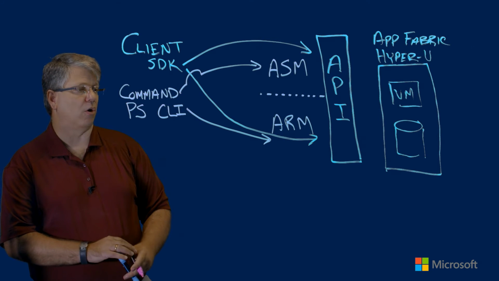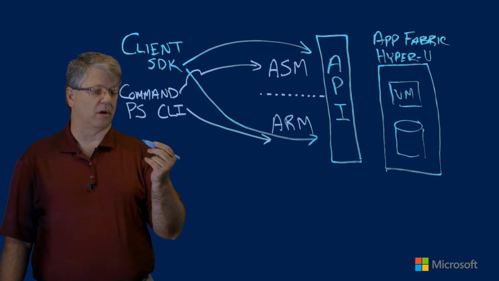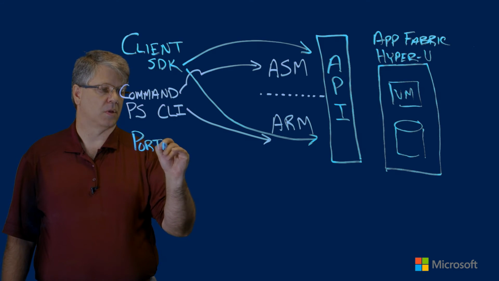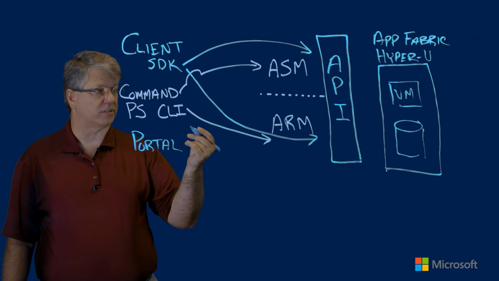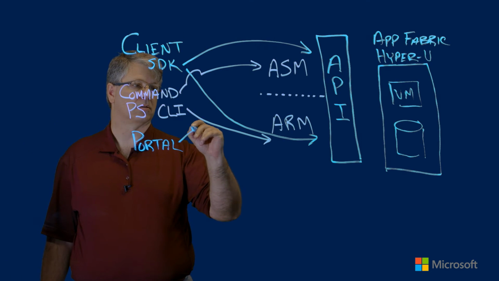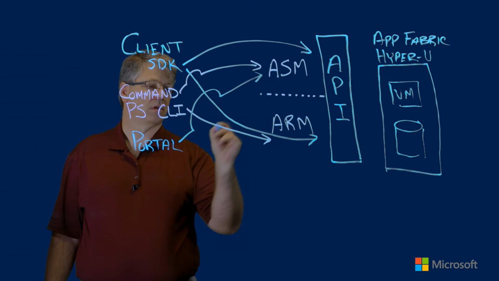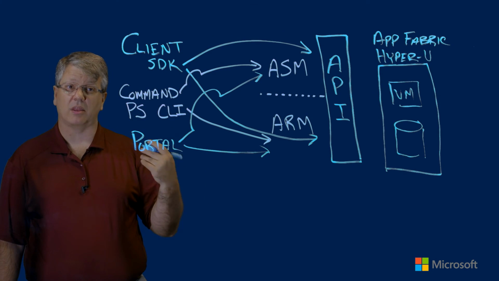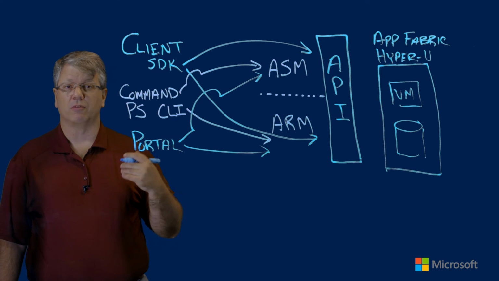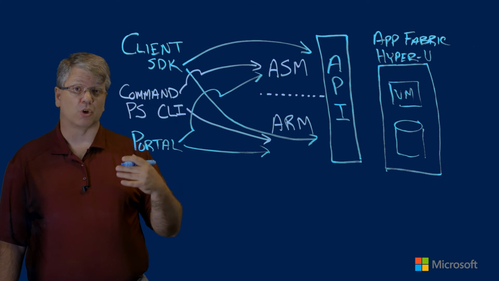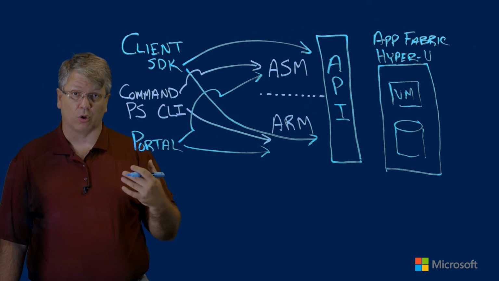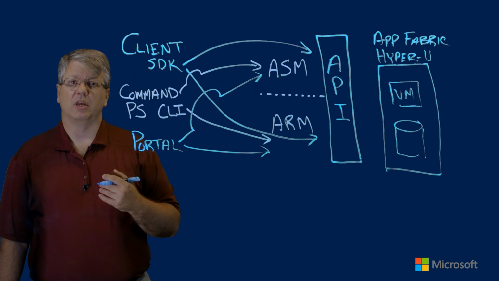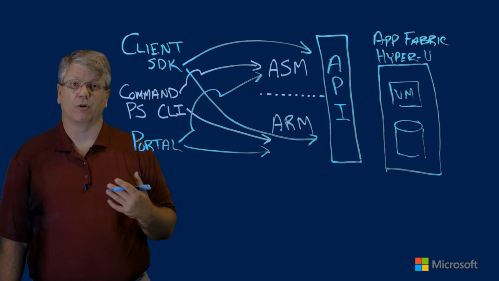The final interface, the one we're really going to talk about here, is the portal. Like the others, the portal works with both. There's a version for the ASM and a version for the ARM. The version for the ASM is sometimes called the original or classic portal. It's actually a separate portal. And the version that works with the ARM is usually referred to as the current portal.